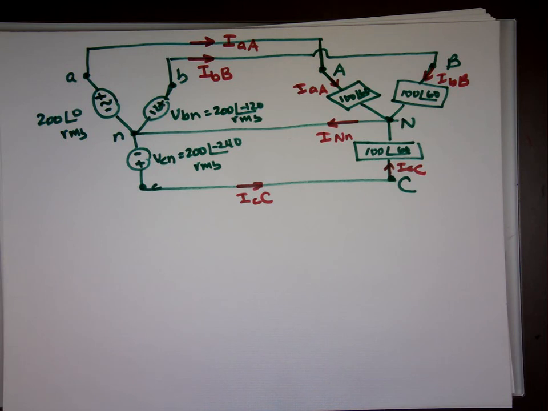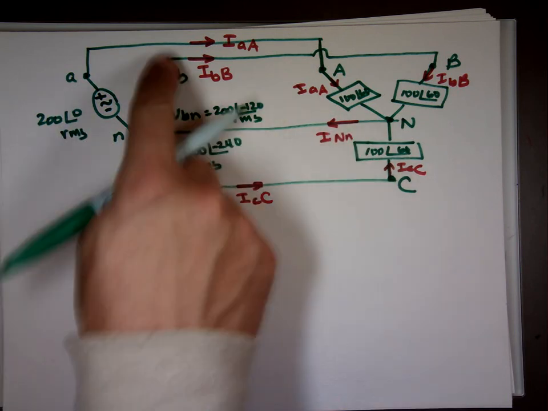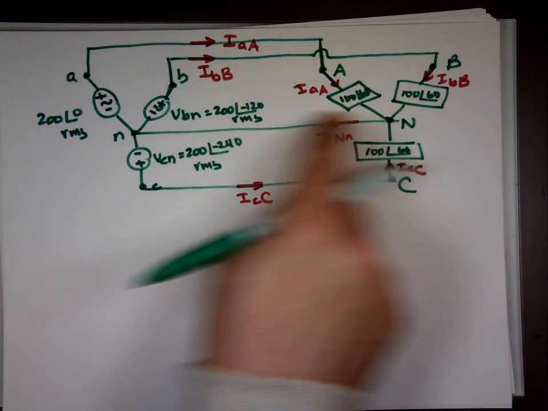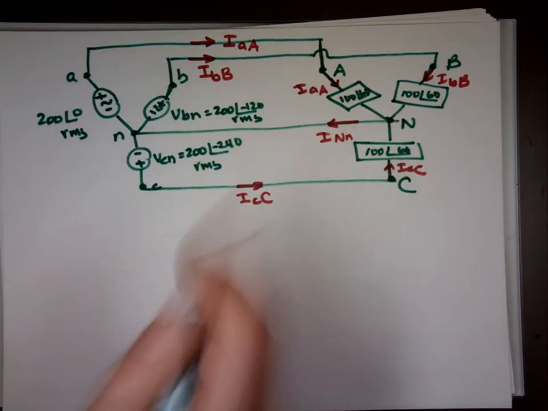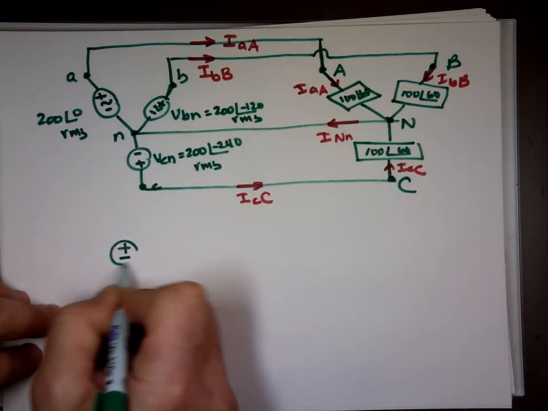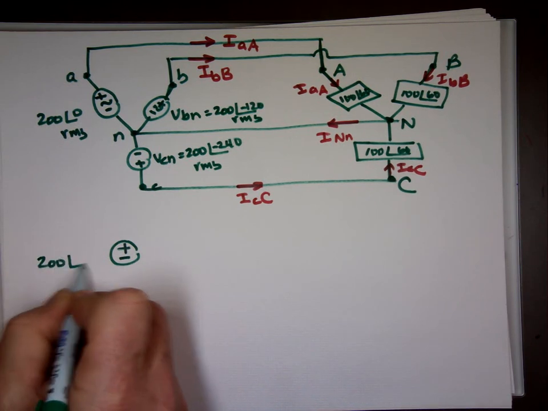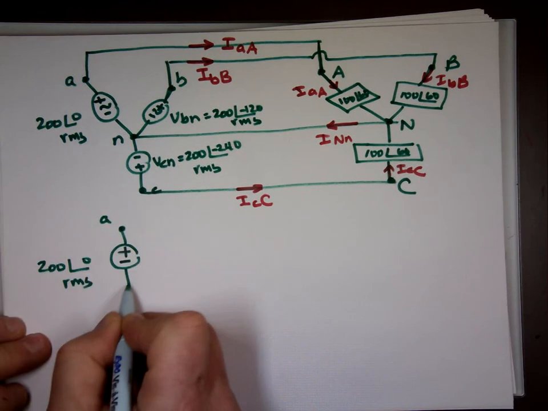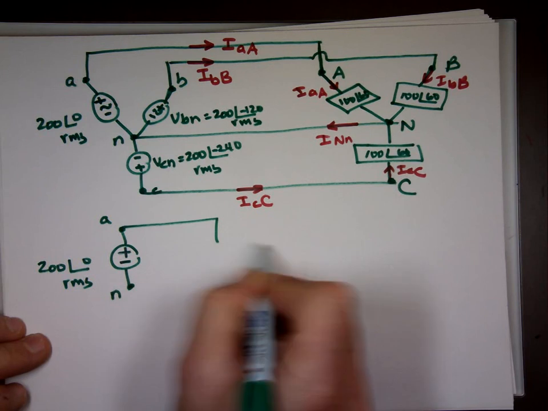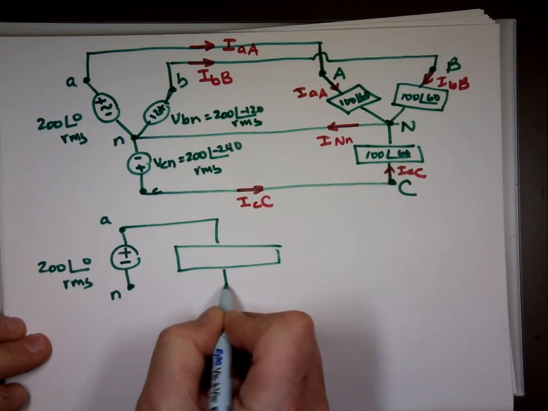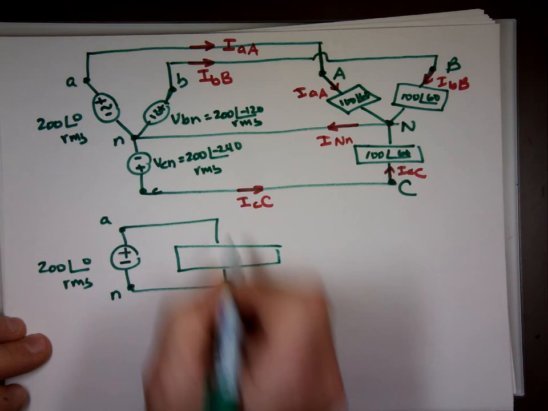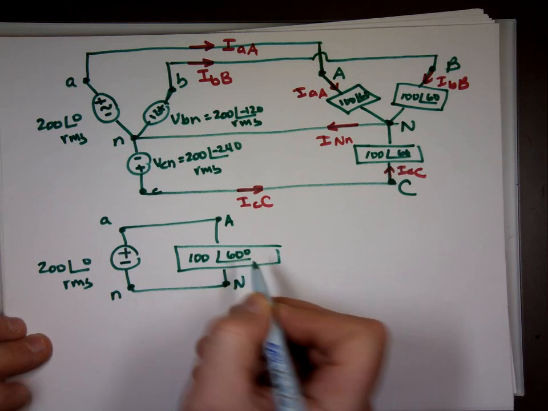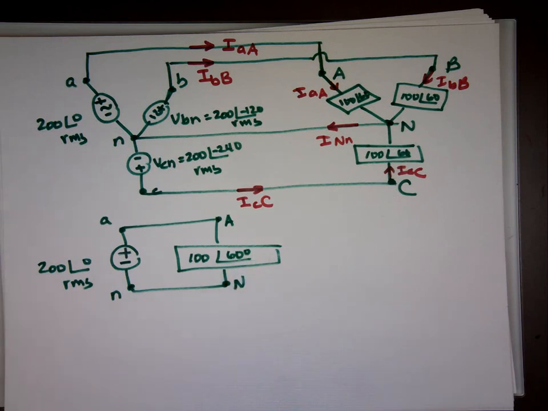So now let's see what's going to happen. To find I sub AA, I only have to look at one branch. Let's take a closed loop, this one. That's a closed loop, see it? So let me draw that loop there. This is what I see. Can I find that current?